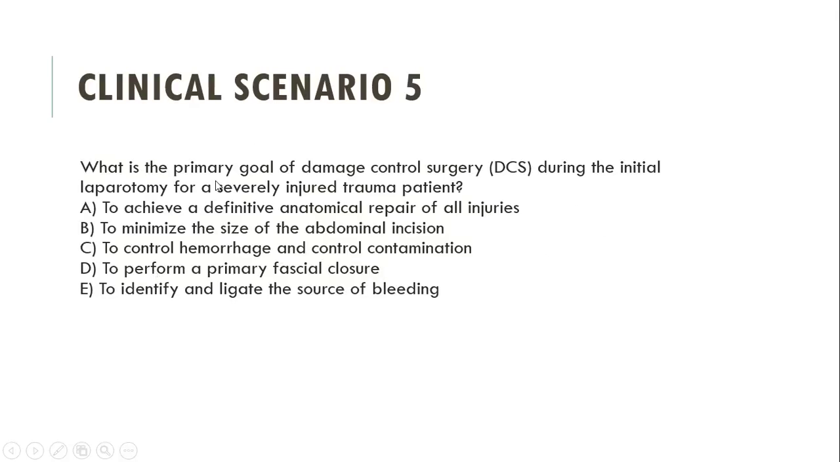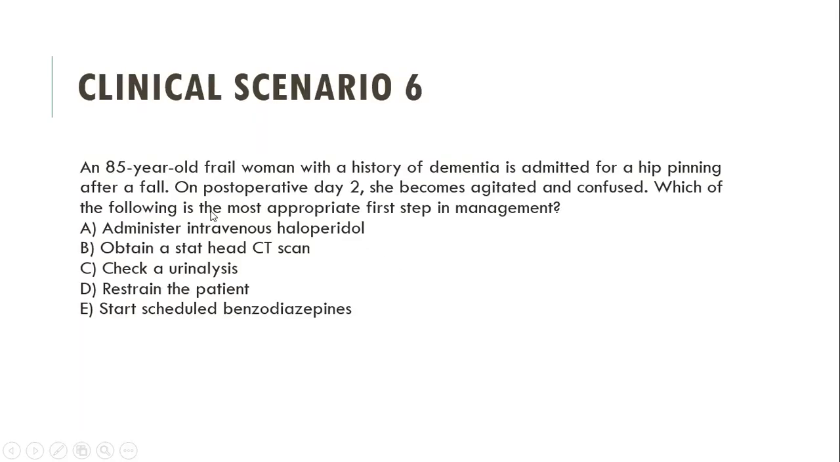What is the primary goal of damage control surgery during the initial laparotomy for a severely injured trauma patient? So there are three phases of DCS. First of all, in the first phase, you should be controlling the hemorrhage and controlling the contamination.